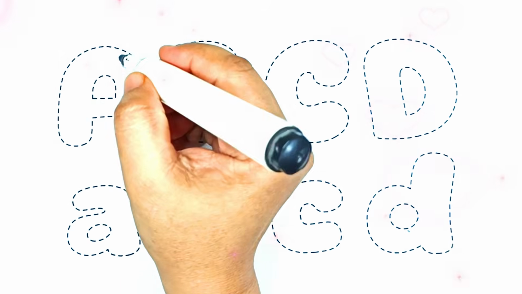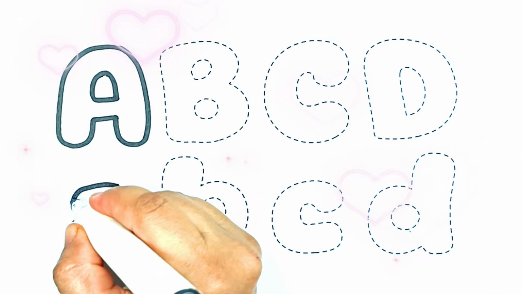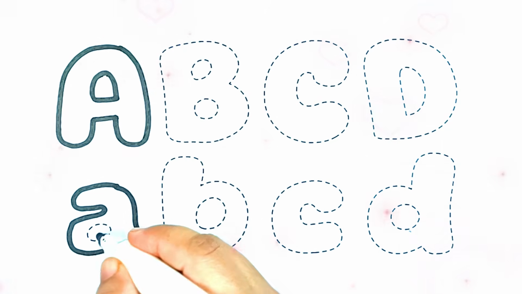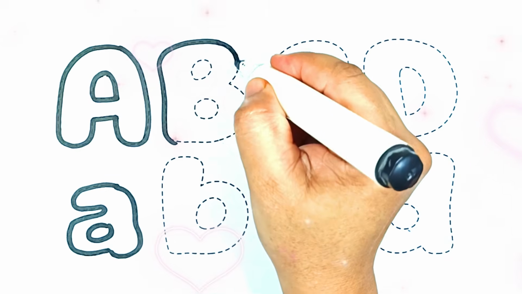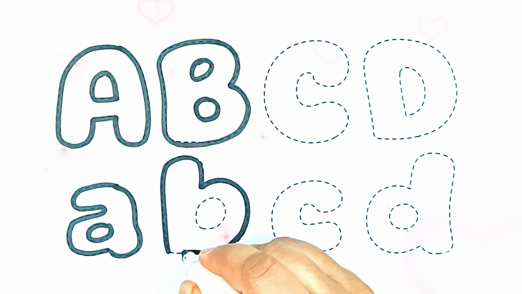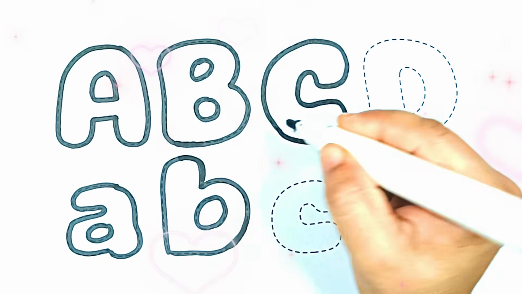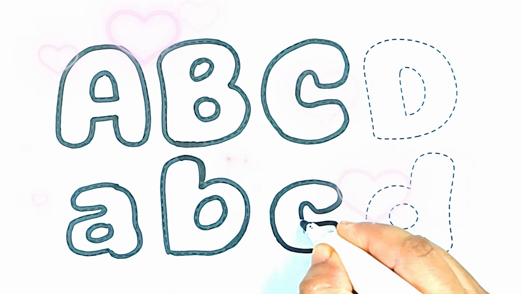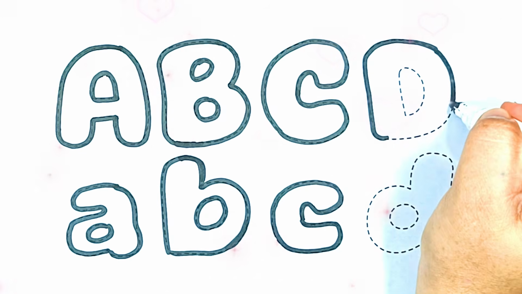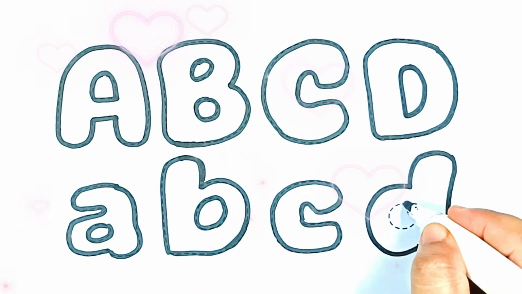Today, we learn the alphabet letters. Let's trace and paint them together. Uppercase A, lowercase a, uppercase B, lowercase b, uppercase C, lowercase c, uppercase D, lowercase d.